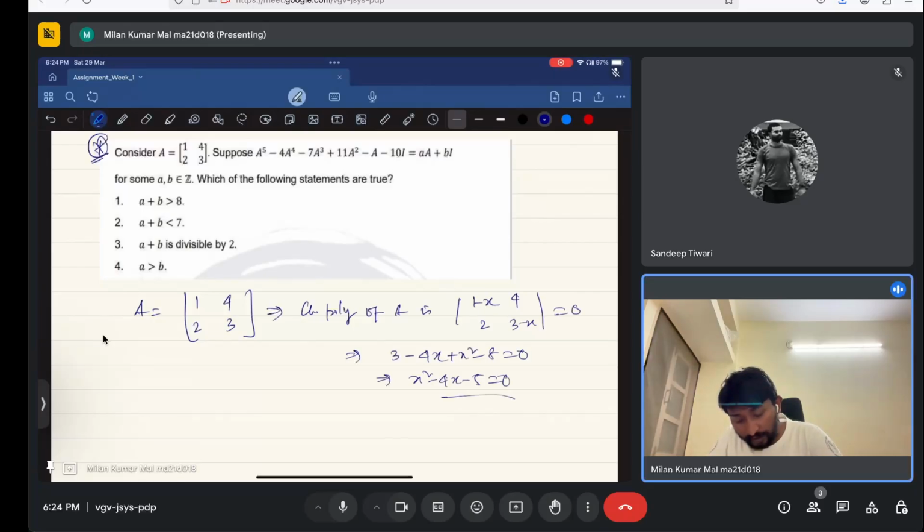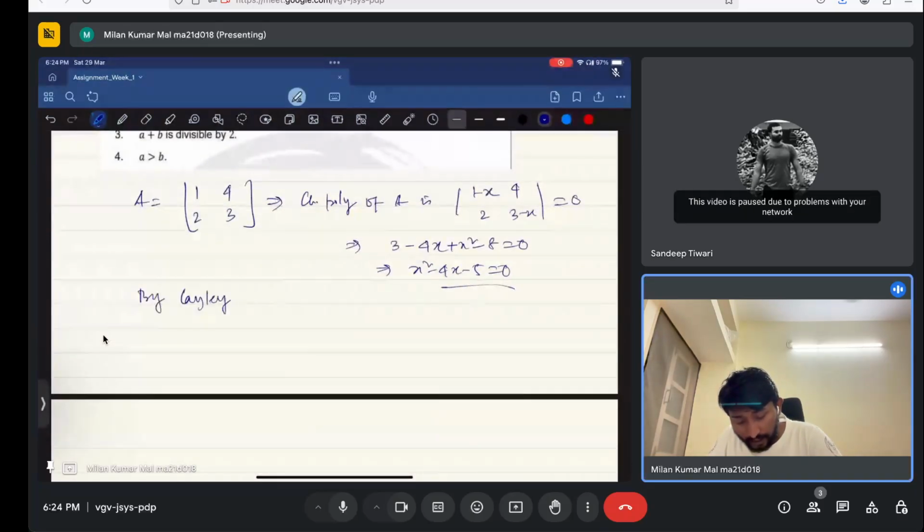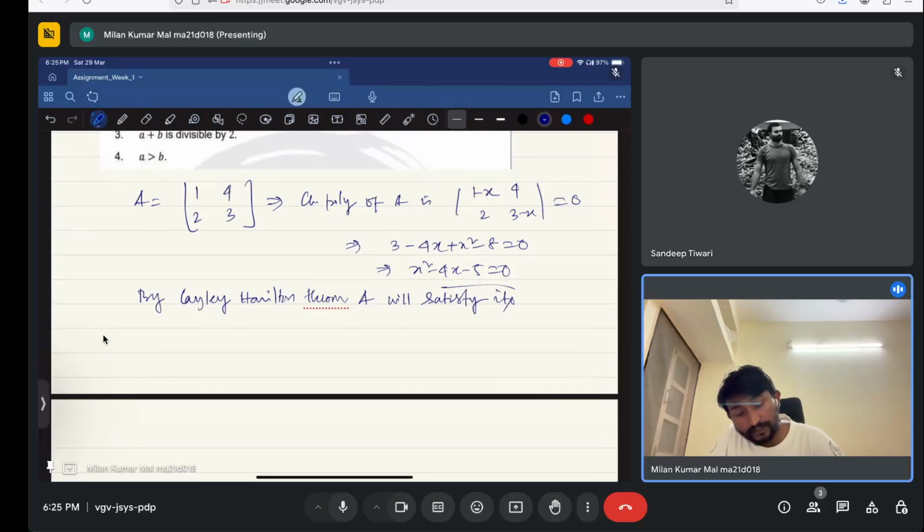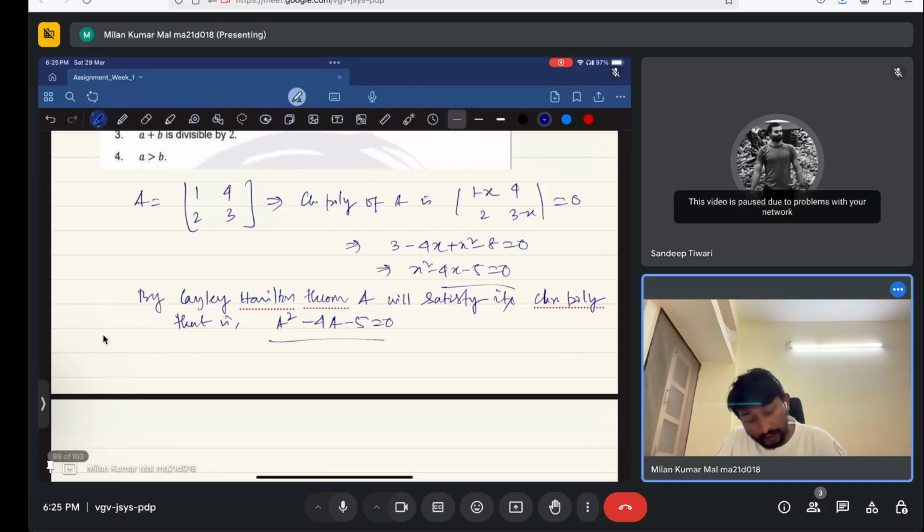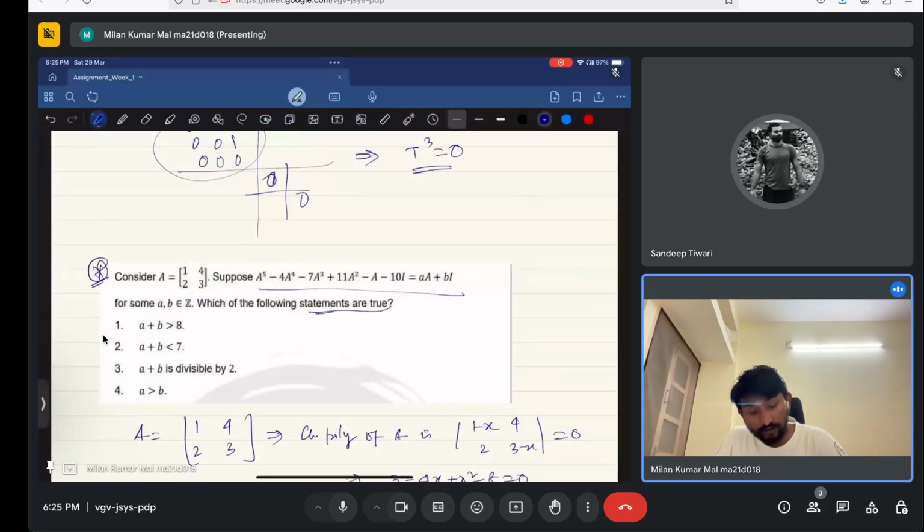So therefore, by the Cayley-Hamilton theorem, A will satisfy its characteristic polynomial, that is A squared minus 4A minus 5 equals 0. Okay, so we have this, and the question is that this is the given condition. This is also as written, which of the statements are correct.